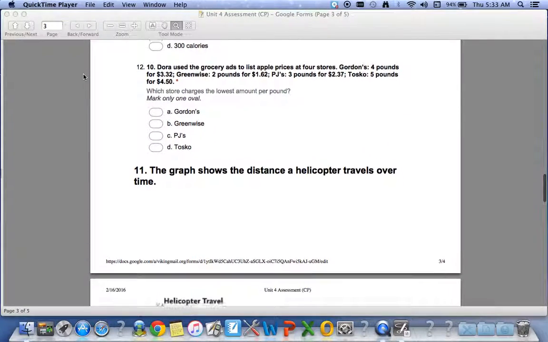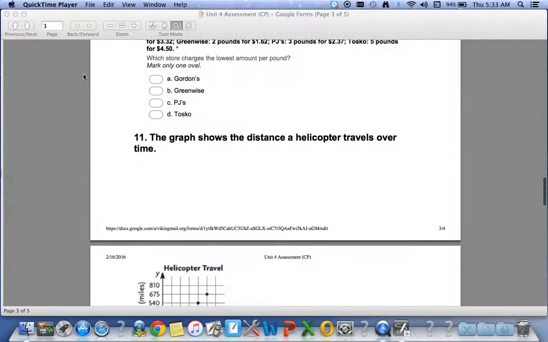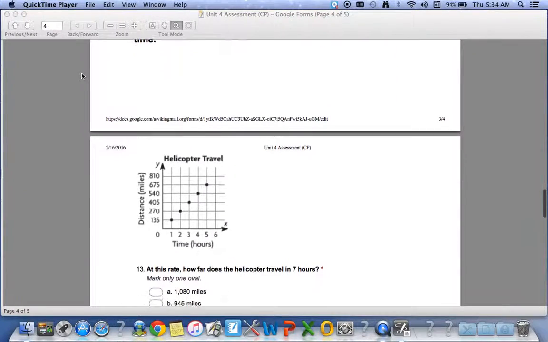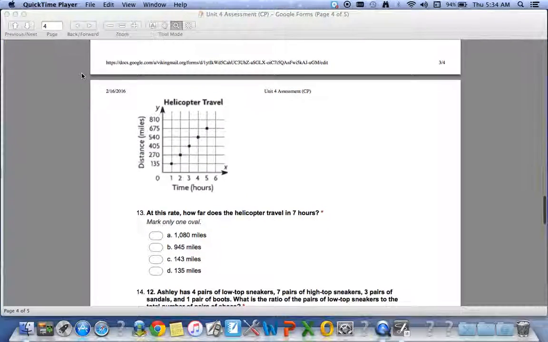Number 11. The graph shows the distance a helicopter travels over time. Number 13. At this rate, how far does the helicopter travel in 7 hours? Is it A. 1,080 miles, B. 945 miles, C. 143 miles, or D. 135 miles?